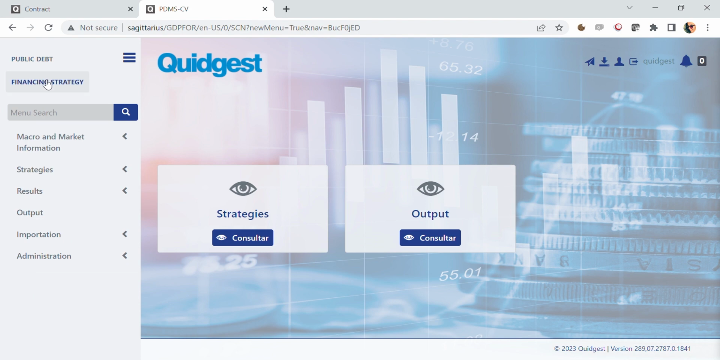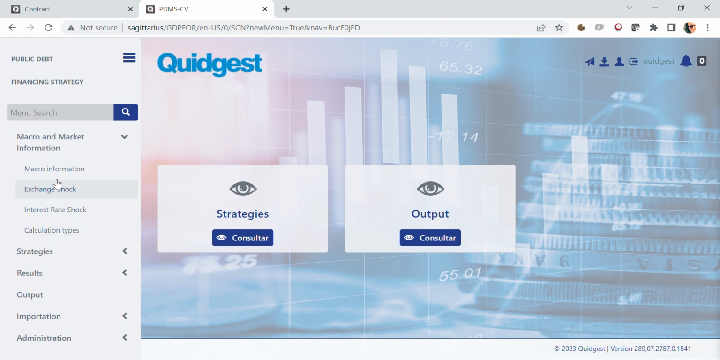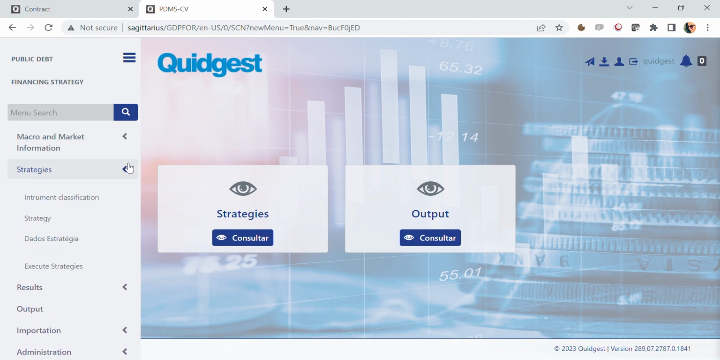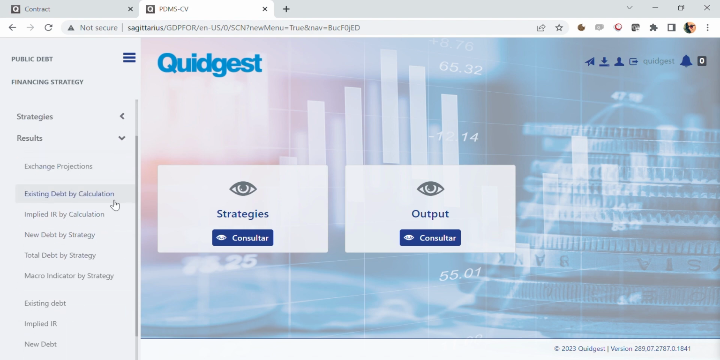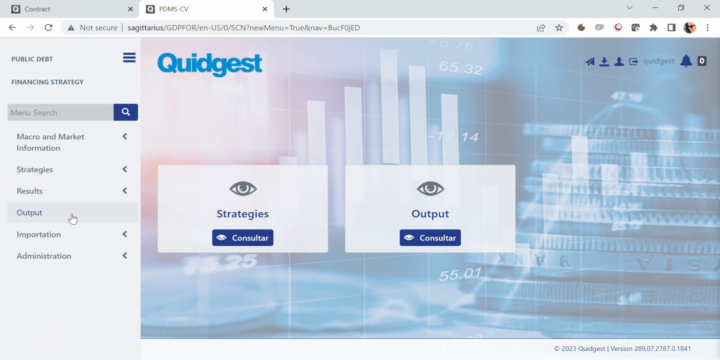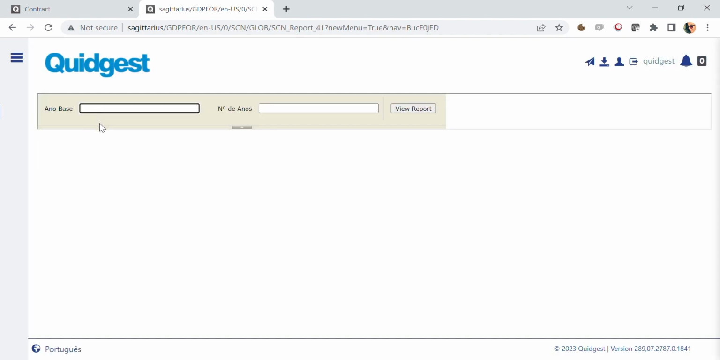Financing strategy, although the module looks smaller, has a whole engine to convert the input into the output strategies and scenarios. Here we can insert and manage the information regarding the macro and market variables. We can register our strategies, and with this information we obtain the results. Here we have the results in the format of a database. However, the most important and most interesting is the output of our report.